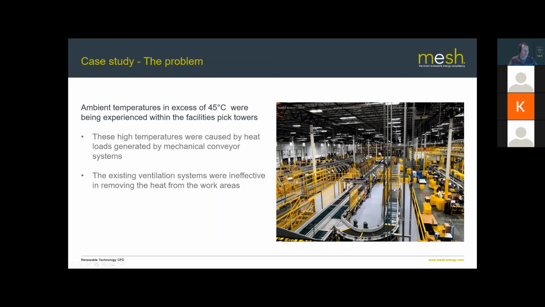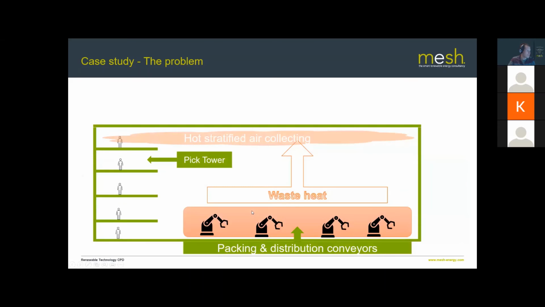The existing ventilation system was based on having roof vents that opened once the air at the top of the building reached a certain temperature, and it would just naturally vent away. The idea was that make-up air would come in through the open doors to make that up, and that worked fine across the bulk of the distribution centre. It was only in the pick towers that there were really issues, because in the bulk of the distribution centre there's only people working at relatively low levels.